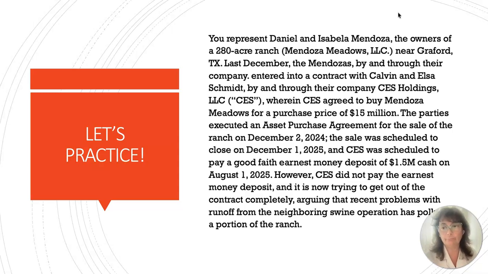price of $15 million. The parties executed an asset purchase agreement for the sale of the ranch on December 2nd, 2024. The sale was scheduled to close on December 1st, 2025, and CES was scheduled to pay a good faith earnest money deposit of $1.5 million cash on August 1st, 2025. However, CES did not pay the earnest money deposit, and it is now trying to get out of the contract completely, arguing that recent problems with runoff from the neighboring swine operation has polluted a portion of the ranch.